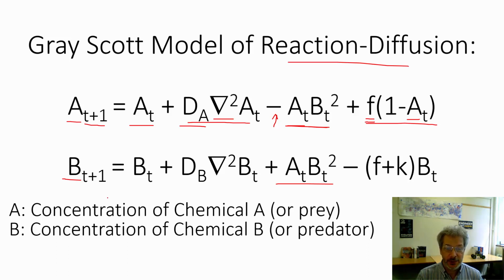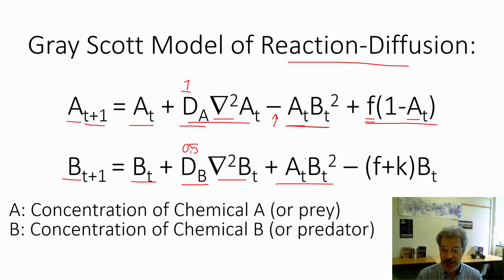Chemical B, very similar. We start with the concentration at the previous time step. We diffuse it into the neighboring cells according to some parameter in front. And so the way this Gray-Scott model works, this value dA will be 1. So basically we're going to allow all of chemical A to diffuse, and this parameter will be 0.5.